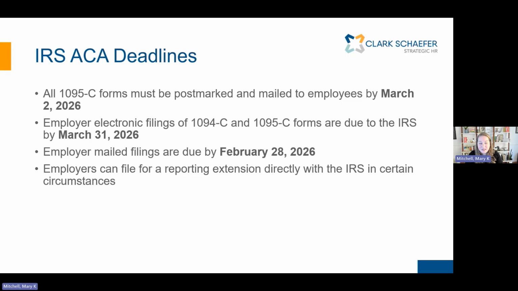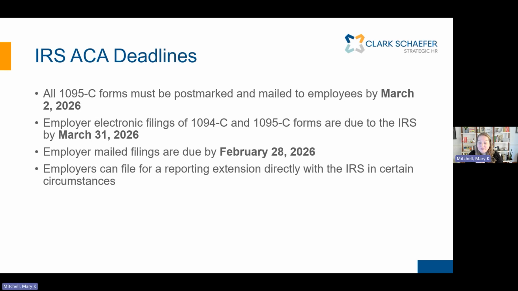Now, employer electronic filings of the 1094-C and 1095-C forms are due to the IRS by March 31st, 2026. And any employer physical mailings that are actually being sent to the IRS are due by February 28th, 2026. Now, technically, you can also file for a reporting extension if need be. Say this is the first year you all are having to do it. You can definitely file for an extension if you need some more time for the reporting data.